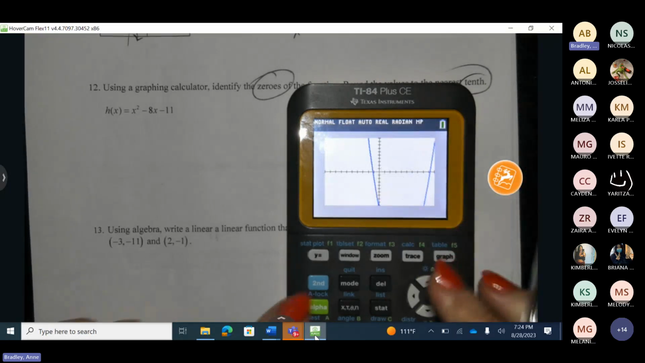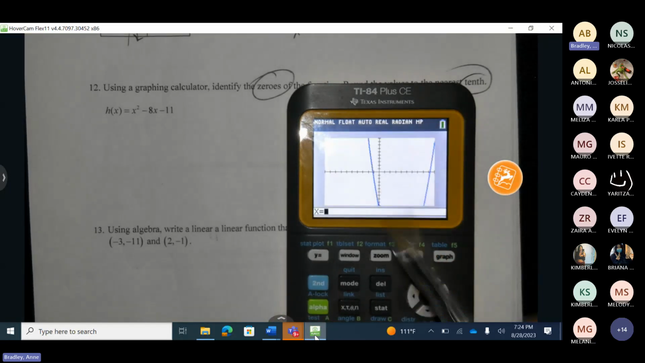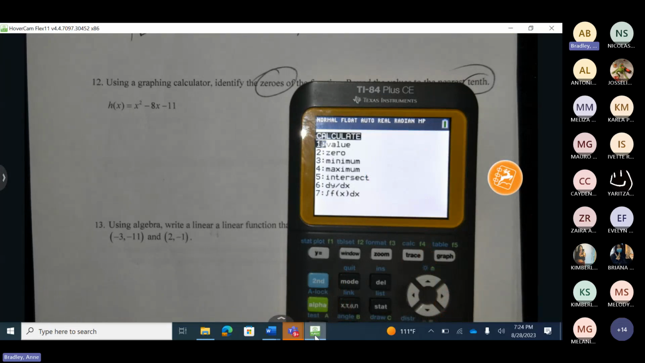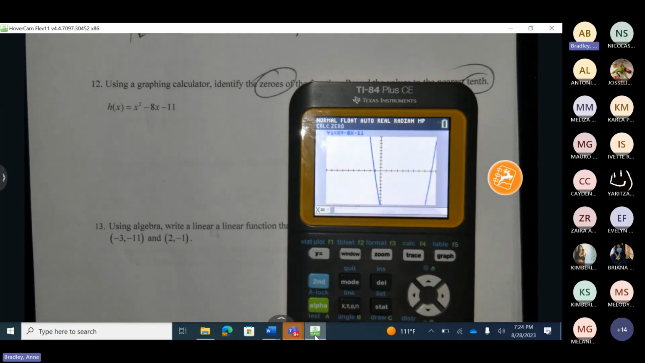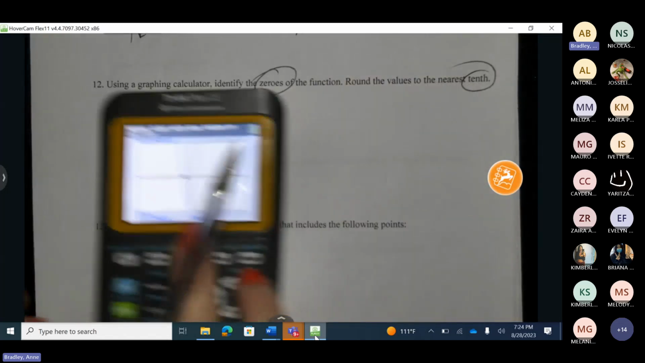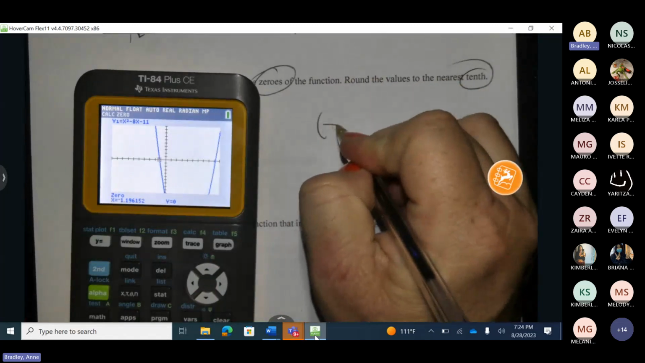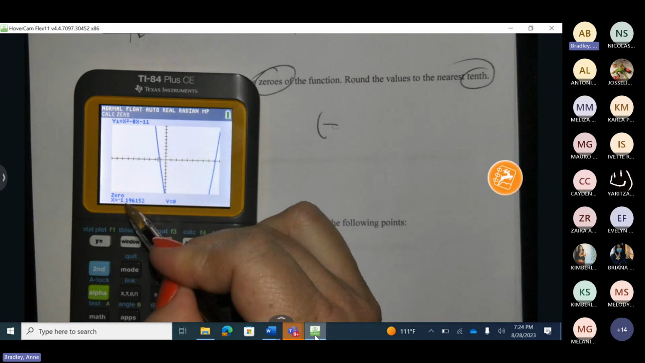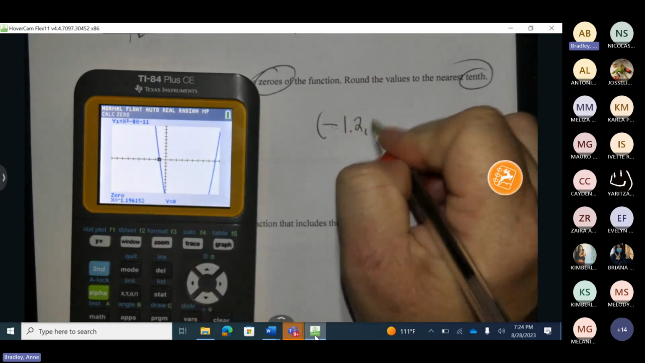Okay, so to the left and right, here we go. Second trace value. So somewhere to the left, -5. Somewhere to the right, one, maybe I hit the wrong thing. Let's try this again. -5 and 1. So anywhere to the left and right. And now I want to round to the nearest tenth this time. So -1.2. -1.2 and 0.